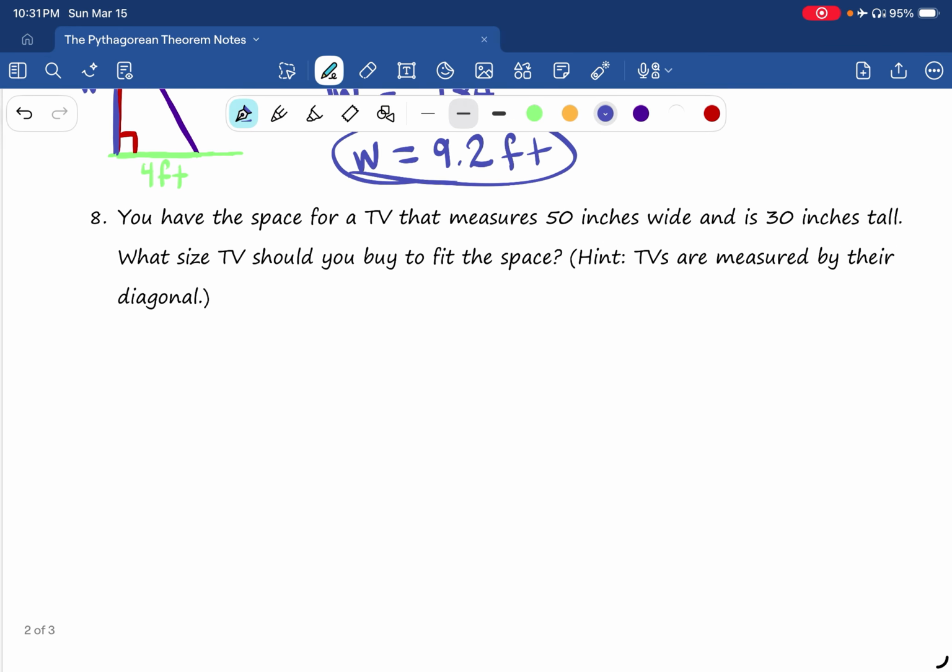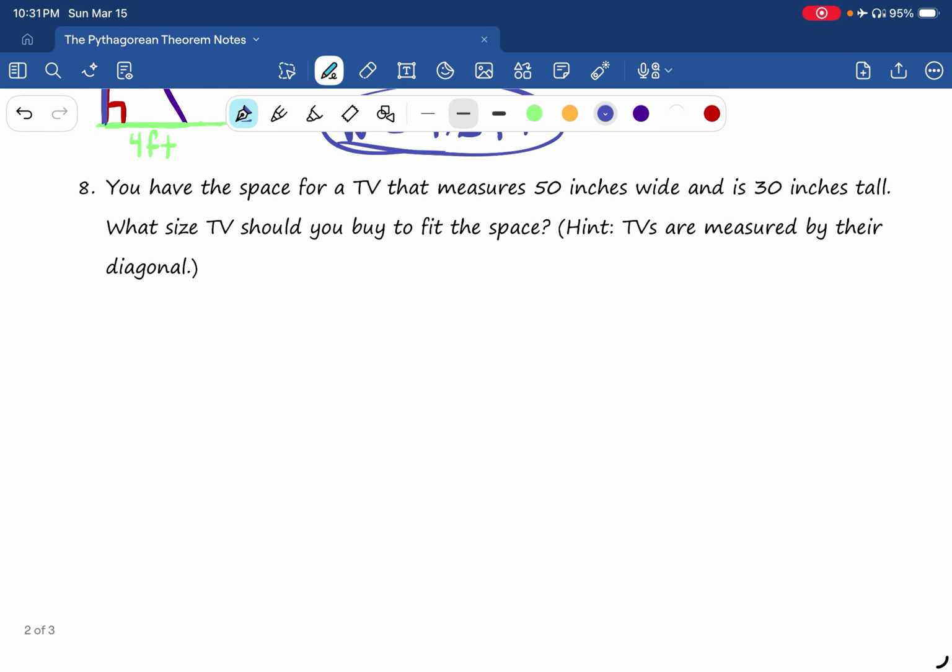Number 8, you have the space for a TV that measures 50 inches wide and 30 inches tall. So let's draw a picture of that space that you have. So a TV, if you can imagine, is a rectangle. And the space on your wall is 50 inches by 30 inches. What size TV should you buy to fit the space? And we want the biggest TV that's going to fit in that space.